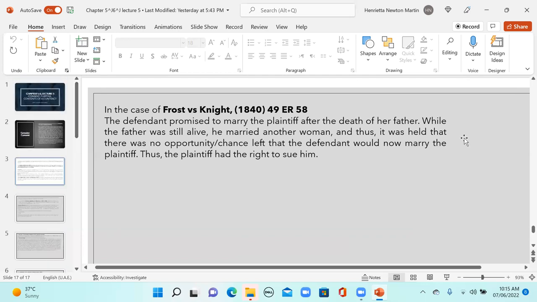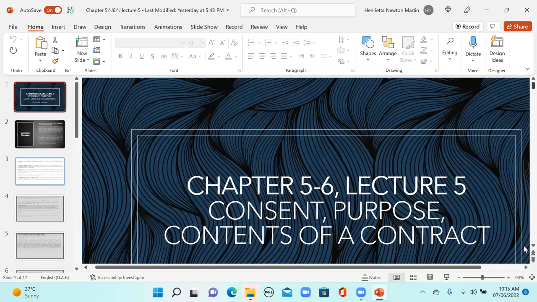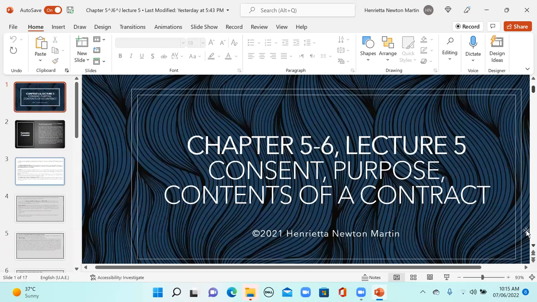And this is all for consent, that is a valid consent that has to be free and genuine consent. The purpose of the contract should be legal and lawful and not unlawful or illegal. And the contents of the contract are broadly divided into two: the preamble or the recital, and the covenants. Covenants have two important aspects, conditions and warranty. Apart from condition and warranty, you have innominate terms, which are terms that are neither condition nor warranty, and you also have representations. So this is all for this class.